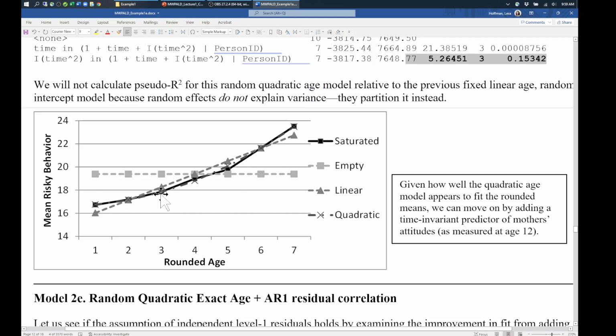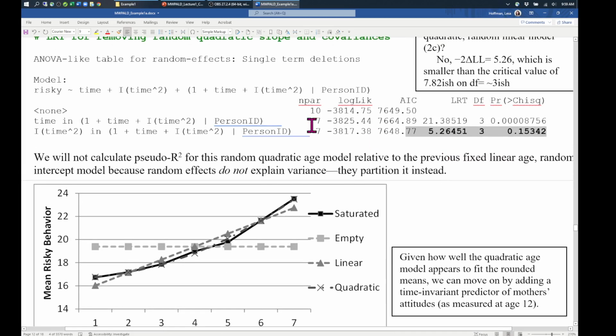So here's a comparison then of the different predicted models. The saturated model is the solid black line here. The empty model with no effects of time in it is the flat one. And then we can compare the relative improvement of linear versus quadratic. And quadratic does a pretty good job because, again, that's how I simulated it. So it could be done. But reviewer 2 wants me to see if there's any residual correlation left over. So I can do that.